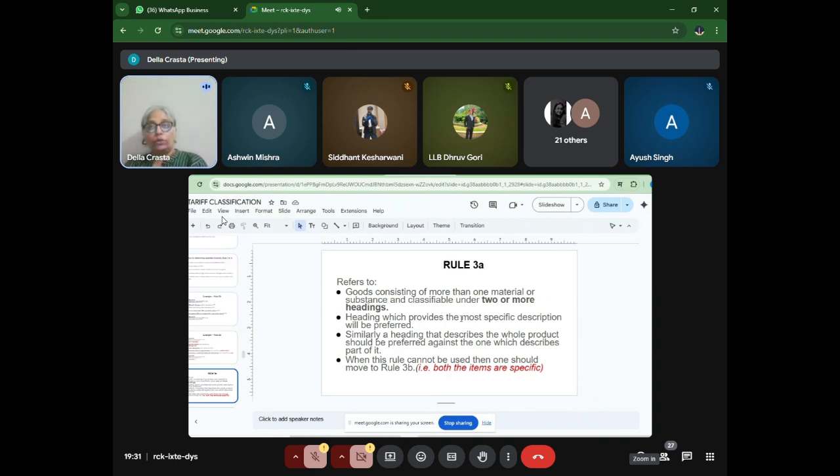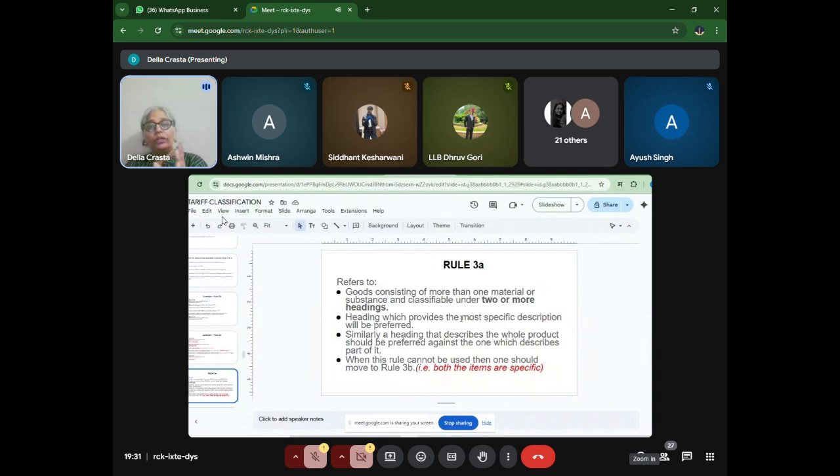Okay. So here the form of your article is what? Again, it's like a composite good, or maybe two or more are mixed here, or there could be a set, or there could be a kit with different items placed together to serve one purpose. So this is the form of articles which are covered in rule 3, 3a, 3b, and 3c.